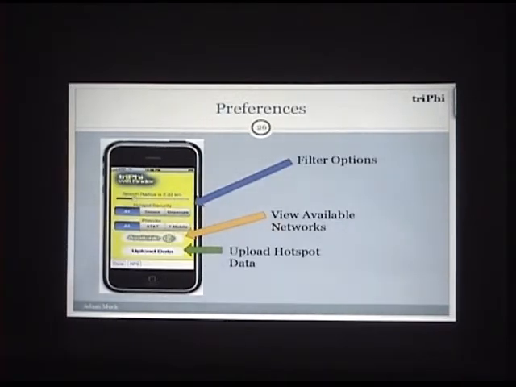This is the preferences screen. It lets you change the search radius, adjust your hotspot security preferences and the providers you want to see. The button called Available Wi-Fi lets you view available networks. It also displays information about whether it's secure or not. The Upload Data button lets you upload information about nearby hotspots to the triPhi database. This helps out triPhi because we get more information about hotspots with GPS data. And it'll also show up on the map next time the user loads the map.